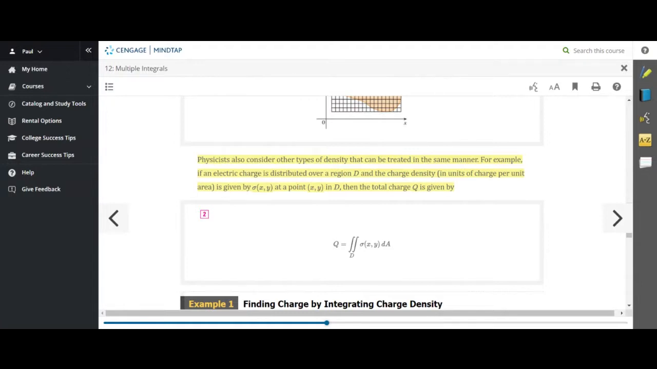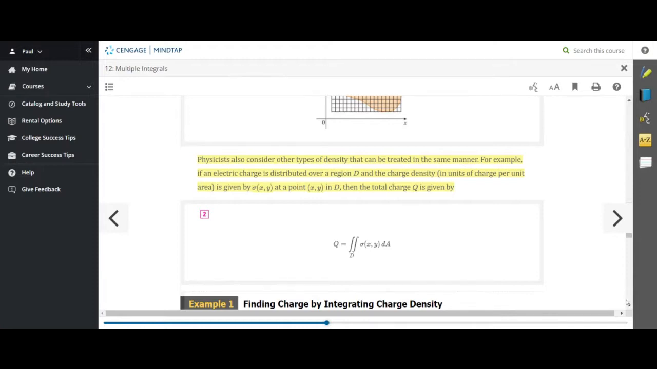Has anybody seen that in another class? I don't know if you would have, because you need calculus 3, you need multivariable calculus. But Charles has seen it in physics too. Okay, excellent. Wonderful.